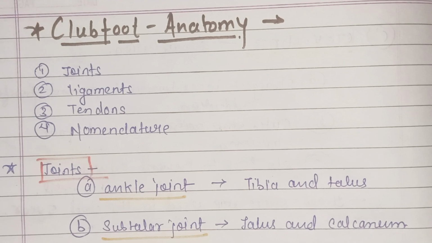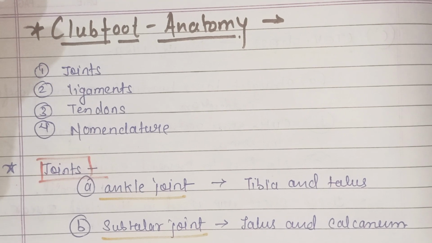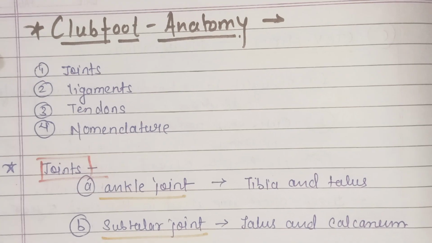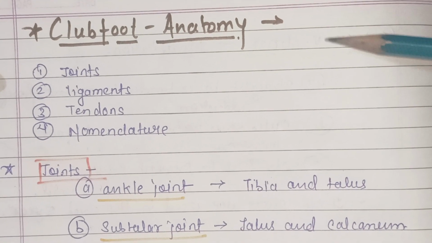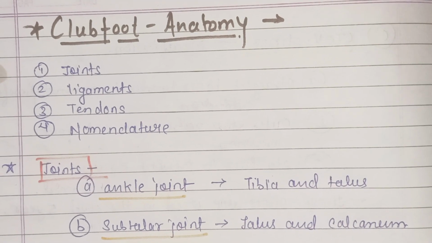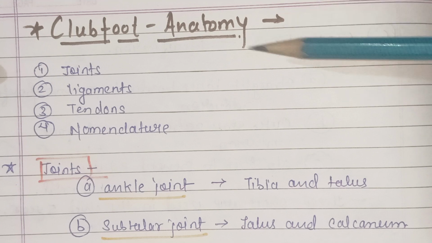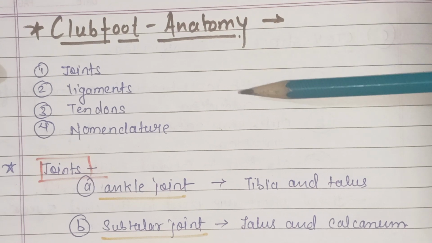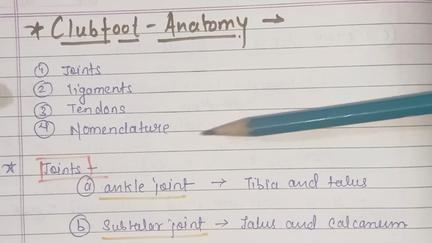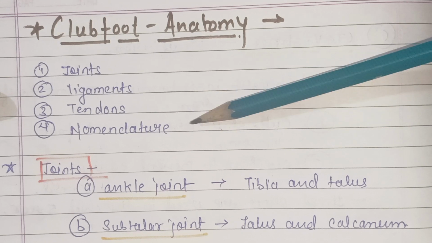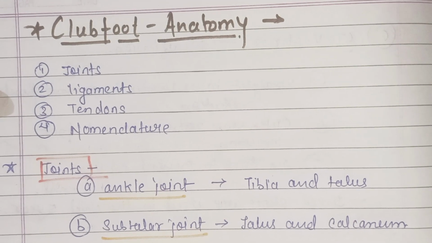That is a very important topic of orthopedics. Before that, let me explain CTEV. I will describe the anatomy of CTEV, that is, the clubfoot anatomy. In the clubfoot anatomy, you need to understand the following terms: joints, ligaments, tendons, and their nomenclature. In nomenclature, I will describe the types of deformities.